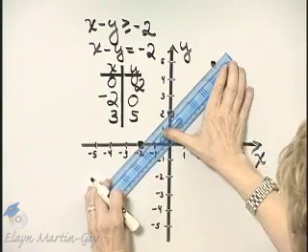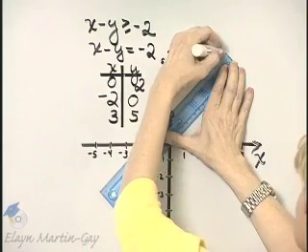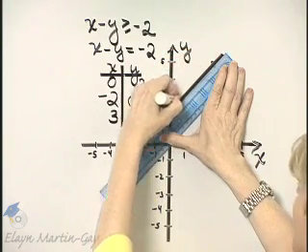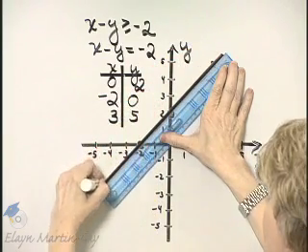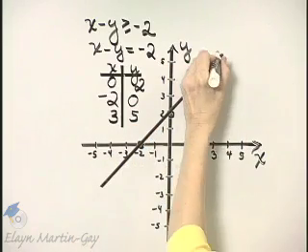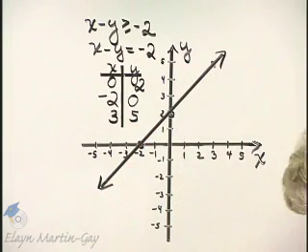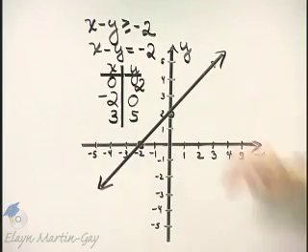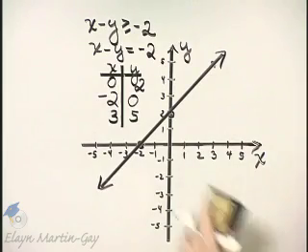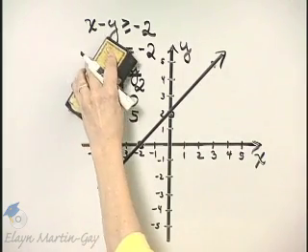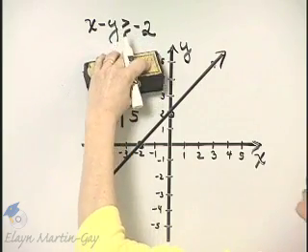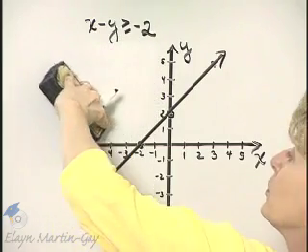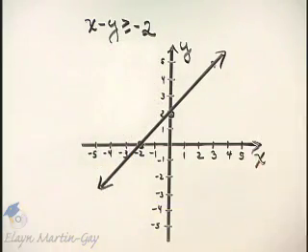What do we do after that? We choose a test point not on the boundary line. Okay, there's my boundary line. Now we're going to shade one side of the boundary line or the other, and to decide what side, we go back to our inequality. We are through with that equation.